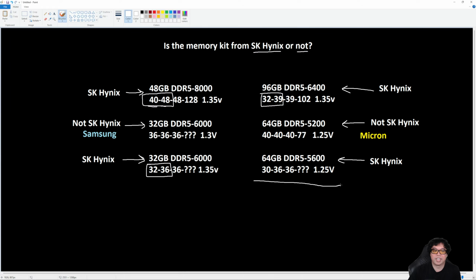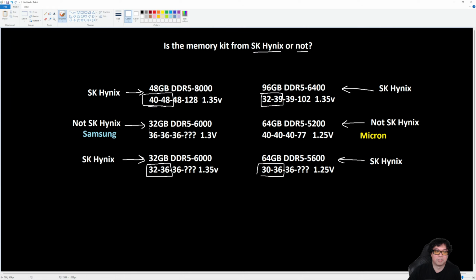And finally, the last example I have, my very first SK Hynix DDR5 memory kit, 30, 36. These two numbers are not equal. Now let's look at the examples that are not SK Hynix. Doesn't matter if they're Samsung or Micron. They're just not SK Hynix.